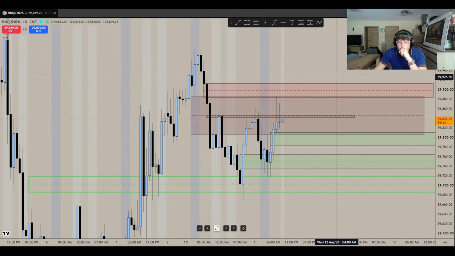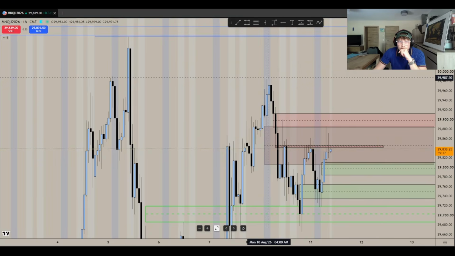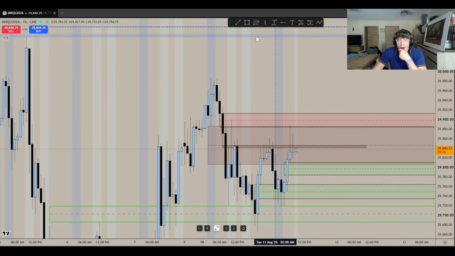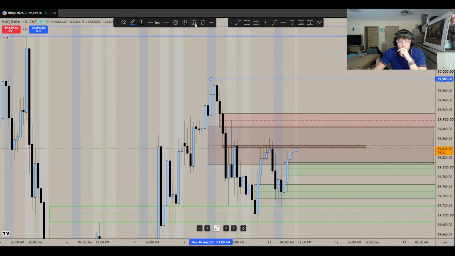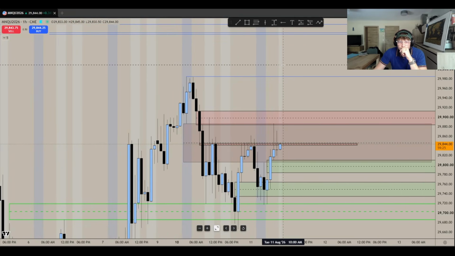Okay, so we've been going sideways in hourly here. We have that high, we have that high, that's all daily high. And then obviously this intermediate right here. I'm tired again. It's crazy. So that's the next higher high.